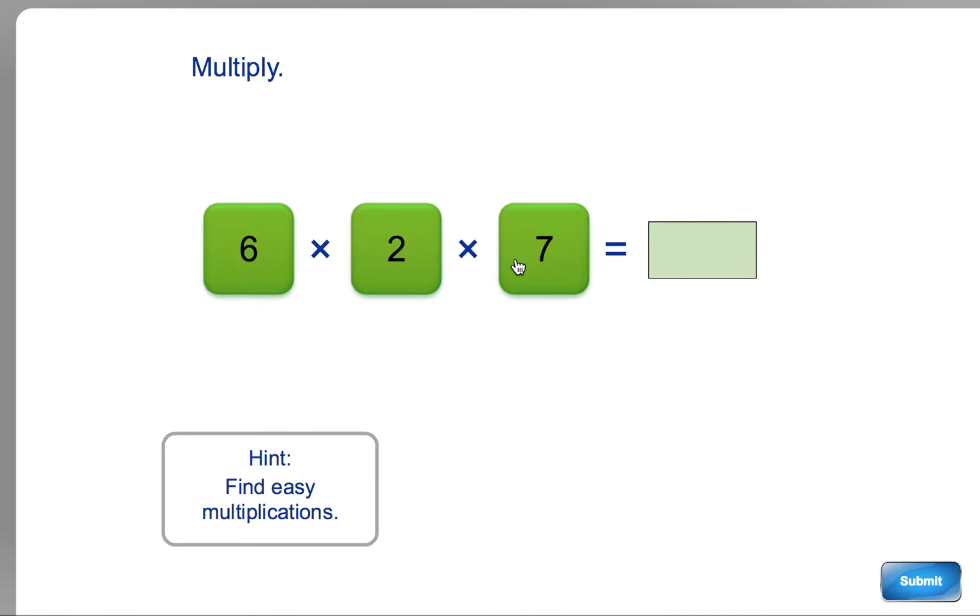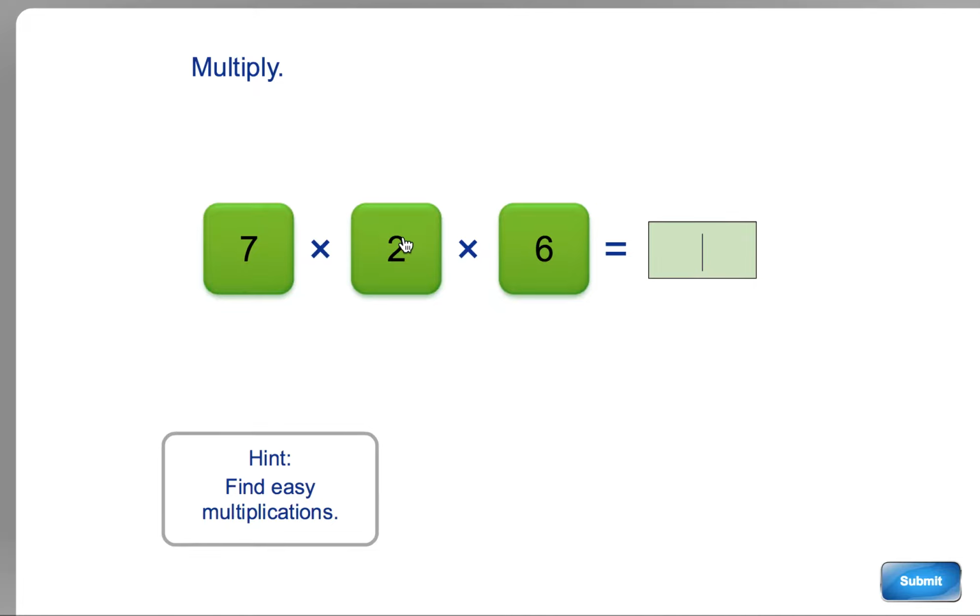How can we move it? It's not letting me move it over anymore. There we are. If we did 7 times 2 first, well, 7 times 2 is 14. And 14 times 6 is tricky. You'd have to use the split strategy for that because we don't have the 14 times table.